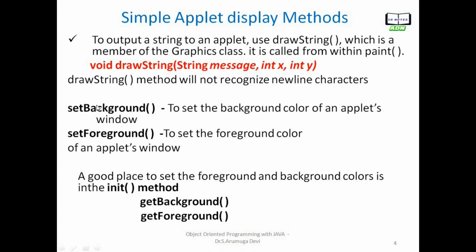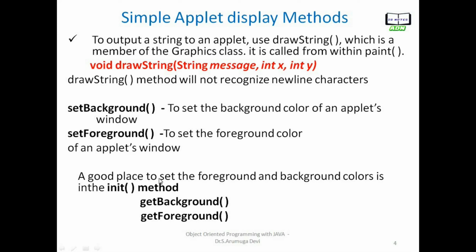You can also use setBackground and setForeground to set colors in the applet. The correct place to set the background and foreground is in the init method. You can also obtain the current color settings of the applet by using getBackground and getForeground. So setForeground and setBackground set the background and foreground colors, and we can get the current settings using the get methods. In the init method, whatever initialization you require, you can specify in the init method.